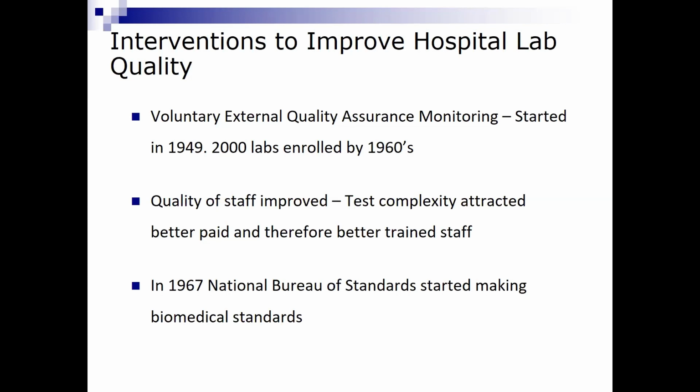So things improved in that way. The quality of the staff improved over time also. And by 1967, the National Bureau of Standards here in the US started making biomedical standards. Before that point, they were not making them.